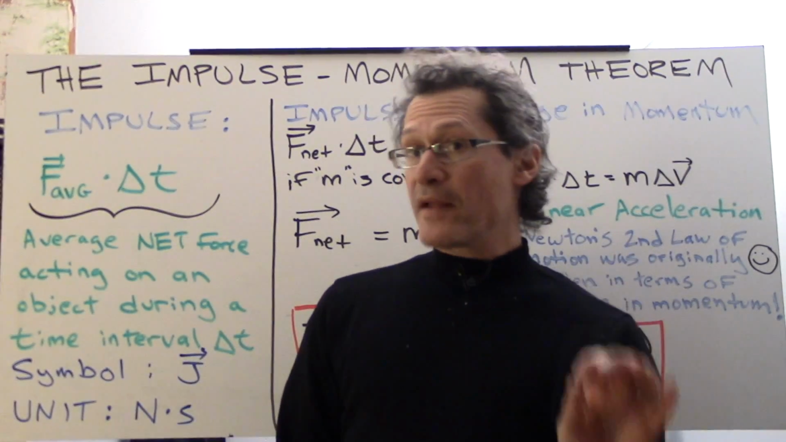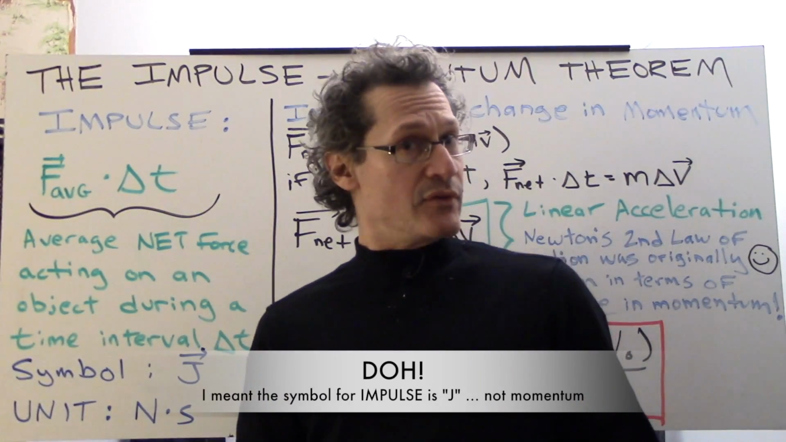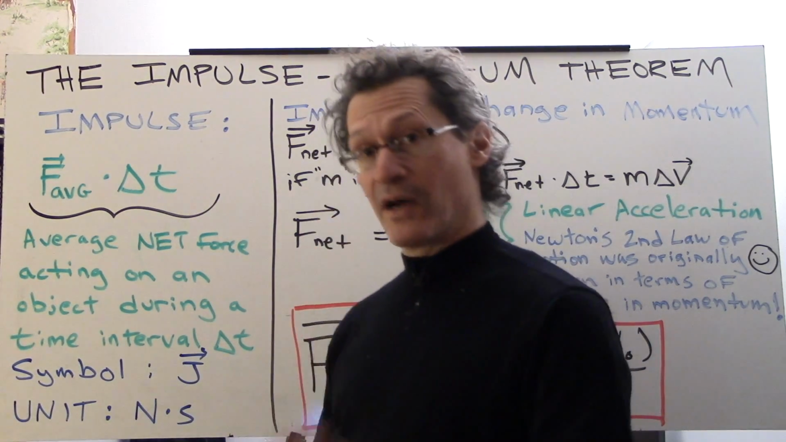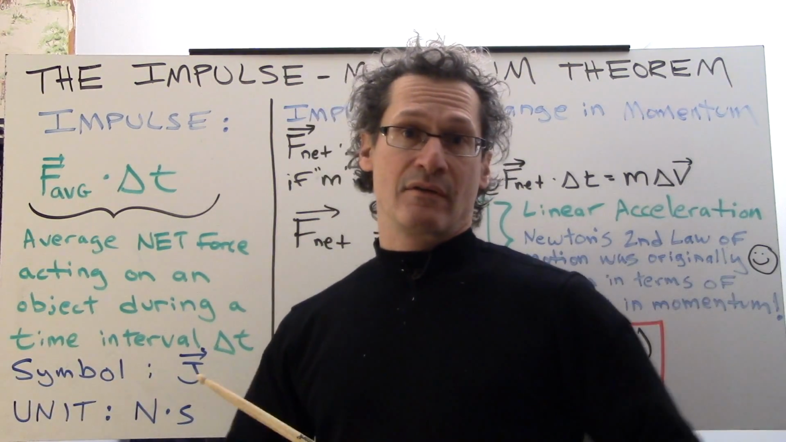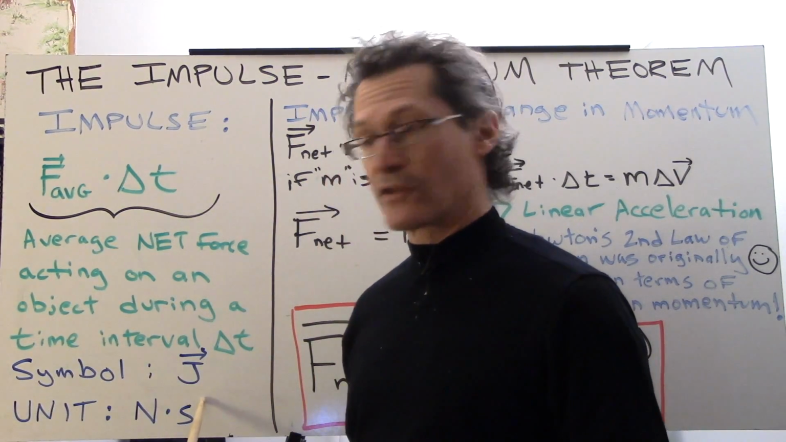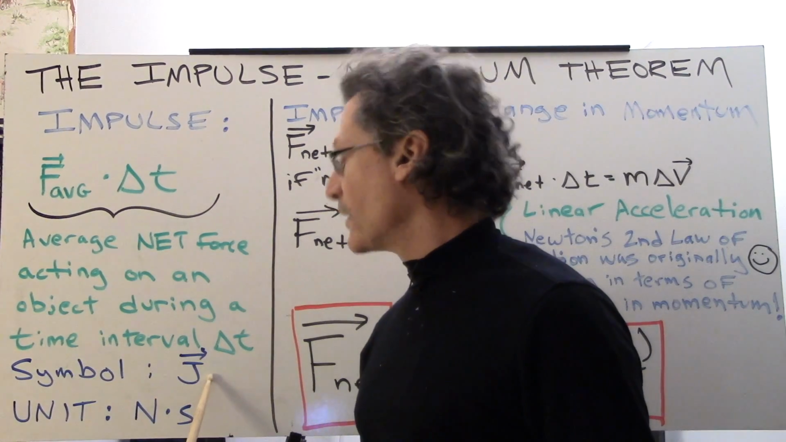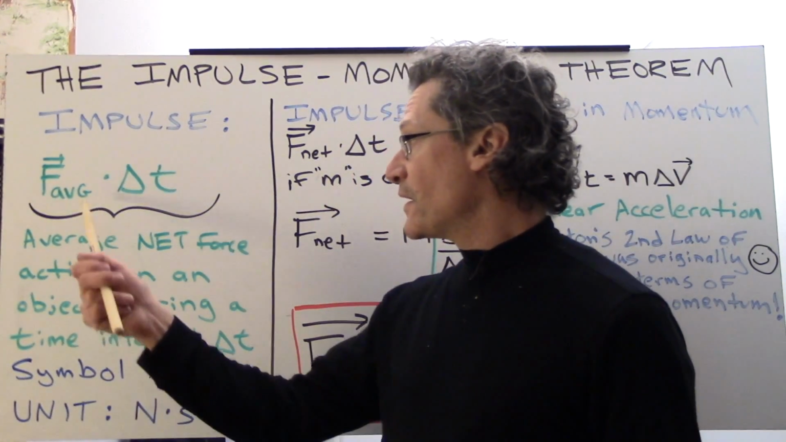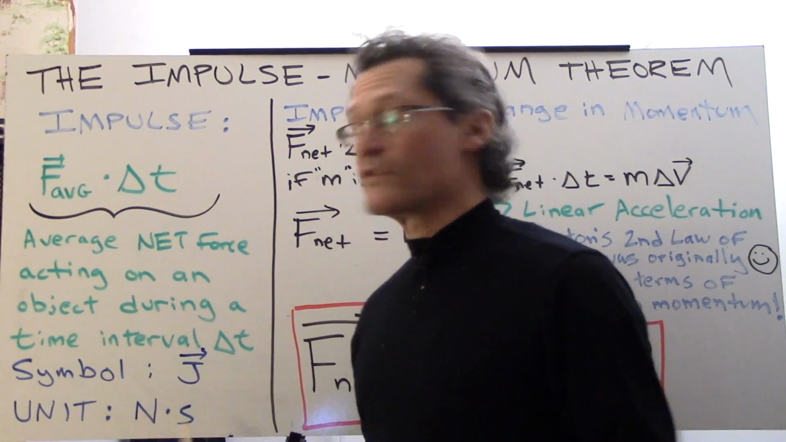The symbol for impulse is J. I don't think we've used J for symbols yet. Nope, that's available. We've used J to denote the unit joules, but not as a symbol by itself. It's also a vector. Force is a vector, therefore impulse is a vector too. Its unit, not surprisingly, is newtons times seconds, newton-seconds.